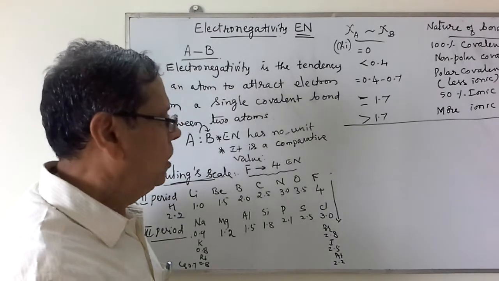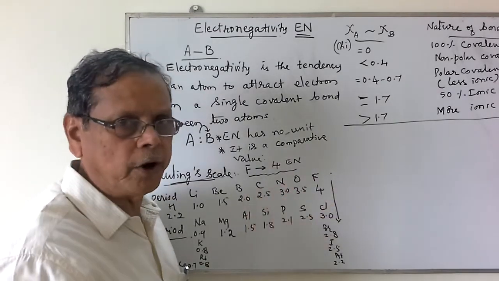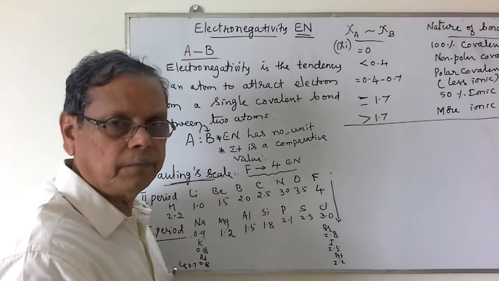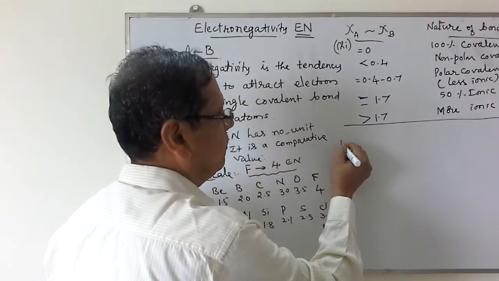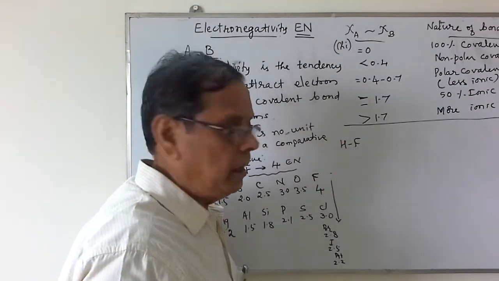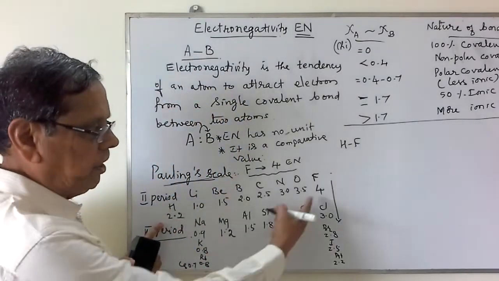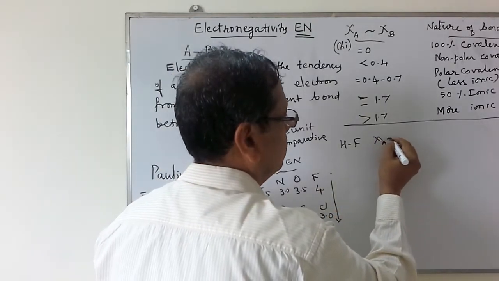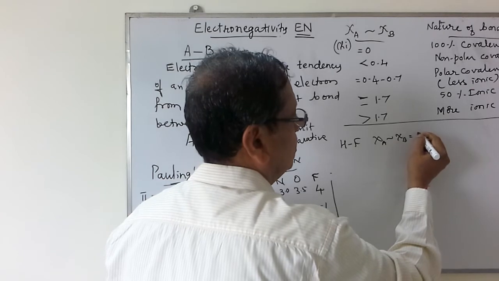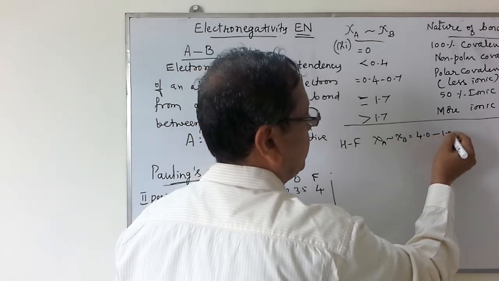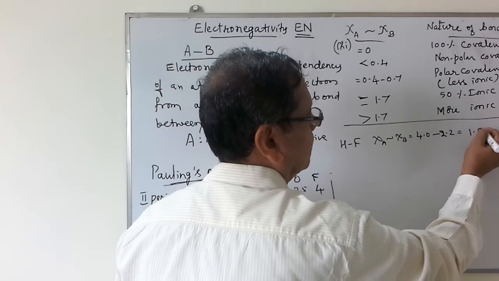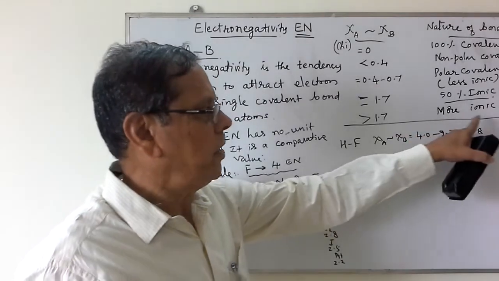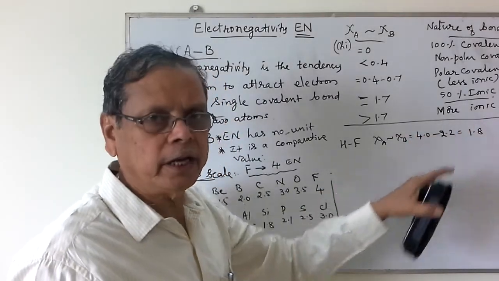Let us take some examples. To calculate the polar or non-polar nature of the bond, we have to use the electronegativities given by Pauling. Suppose I take the hydrogen fluoride molecule. Hydrogen has 2.2, fluorine has 4.0. The difference between chi A and chi B is 4.0 minus 2.2, which is 1.8. Since it is more than 1.7, it is more ionic. So hydrogen fluoride is an ionic molecule.